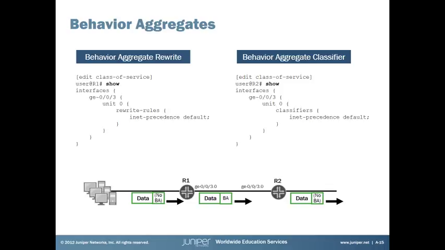Okay, so we are going to go through these behavioral aggregates here. This is an edit class of service, so we have some rewrite rules, INET precedence, so we got a default there. So this is basically just rewriting something onto our traffic, and this is another example here of another interface where we're putting a classifier on there and giving it an INET precedence. So these are just behavioral aggregate classifiers. We'll get into how these work in a bit more detail. So just sort of introducing the concept of class of service here.